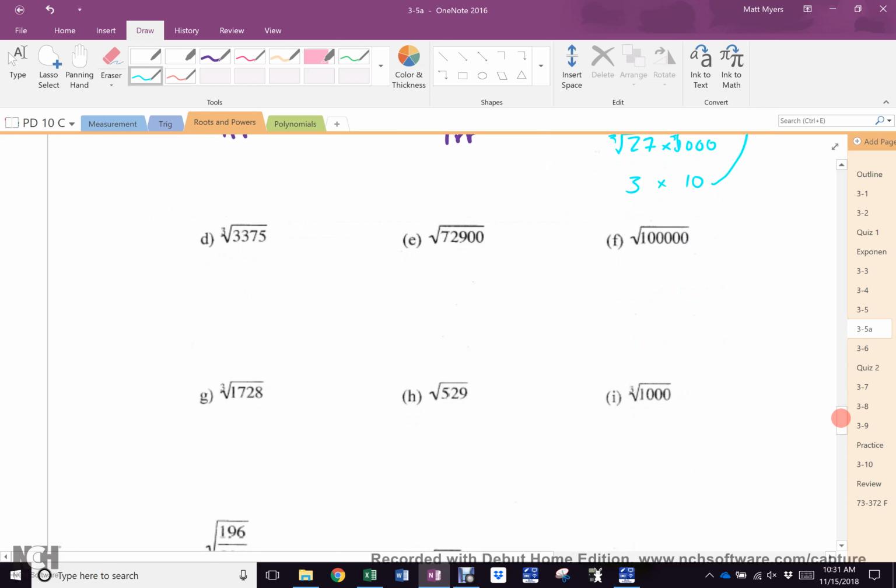What about this guy? Irrational or rational? What is it? 15. What about this guy? It's rational. What is it? 270. Because, of course, that is 729 times 100. The square root of 729 is 27. The square root of 100 is 10. 27 times 10 is 270.